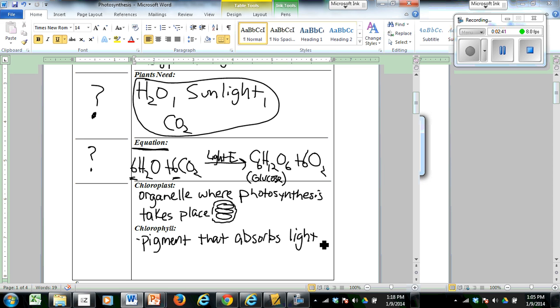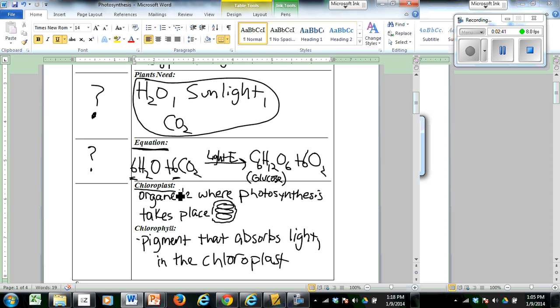Right? You have the chlorophyll within the chloroplast. A pigment that absorbs light in the chloroplast. So chlorophyll is within the chloroplast. You have lots of these pigments. They absorb the light, and that's where water is going to be split. In the chloroplast, the water will be split.